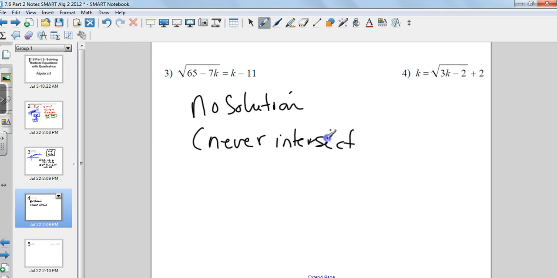And if you tried to find an intersection point using your intersect tool, it would just give you an error and it would say there is no intersection point.